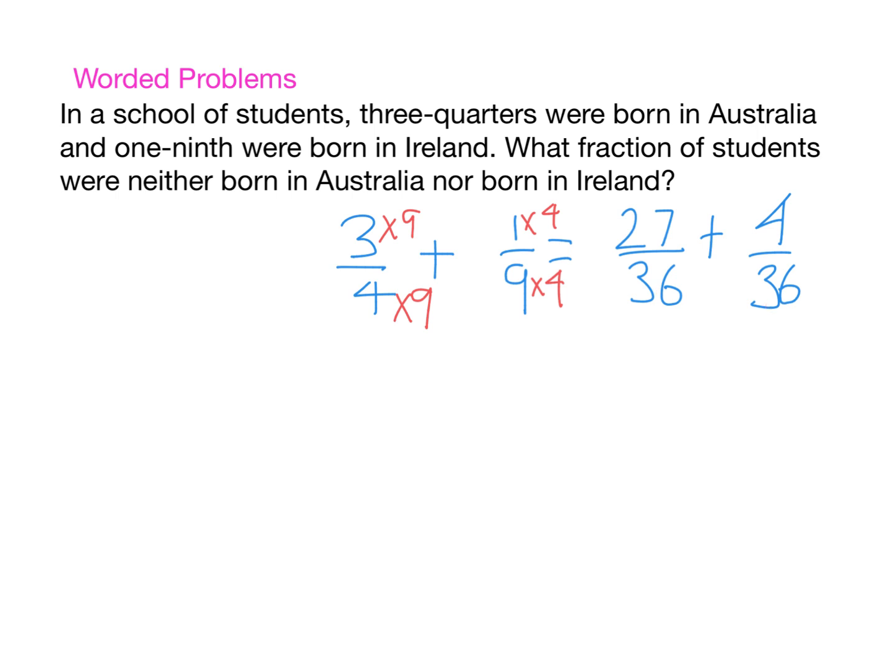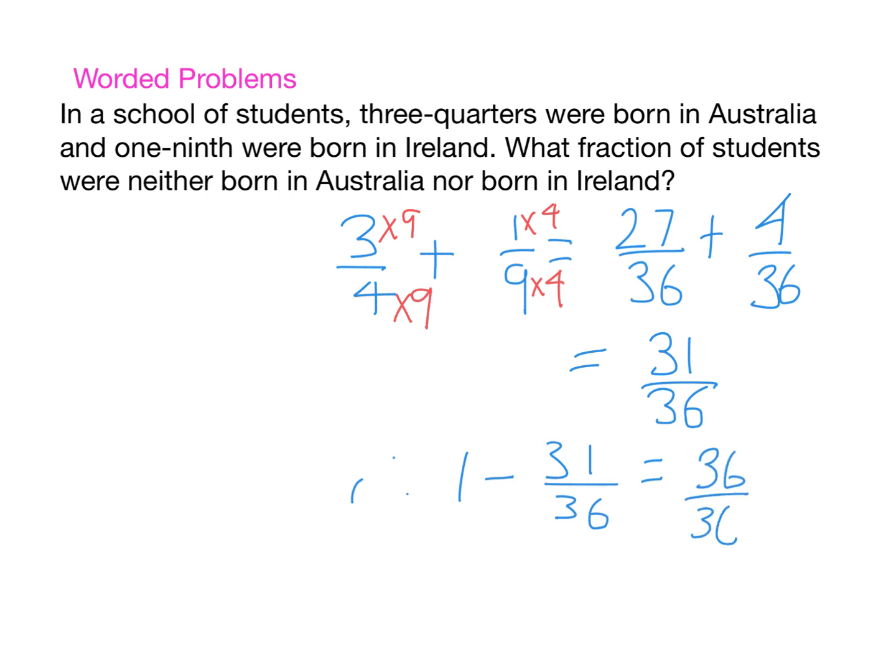Now their denominators are equal, I simply add the tops, 27 plus 4. I don't add the denominators. When you're adding fractions, the denominator stays the same. So 31 out of 36 students were either born in Australia or Ireland. So the number that were not born in Australia or Ireland, therefore, would be 1 minus 31 over 36. Well, 1 whole is the same as 36 over 36.